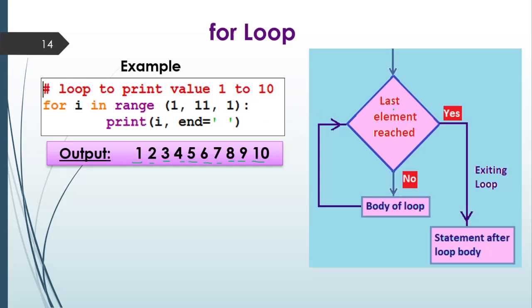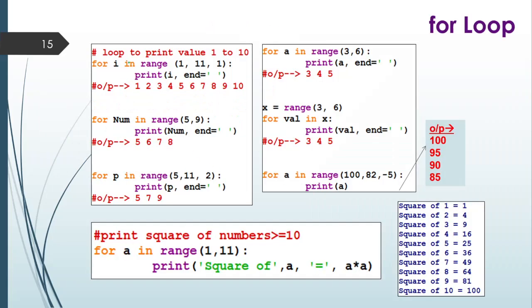The flowchart is given here. The condition evaluated here is whether the last item in the sequence is reached or not. If the last item is not reached, the body of the loop is executed and the condition is evaluated again and again. And if the last item is reached, the loop will be exited and the statements after the loop body will be executed.